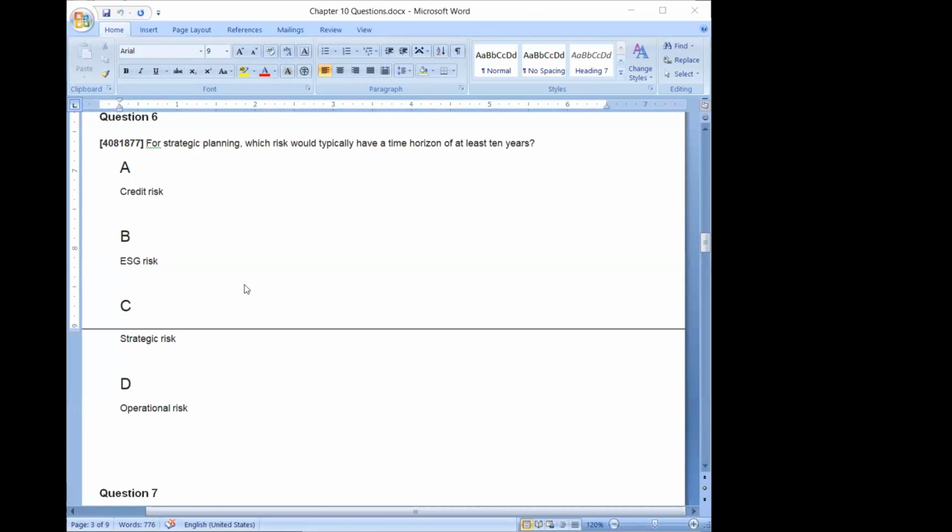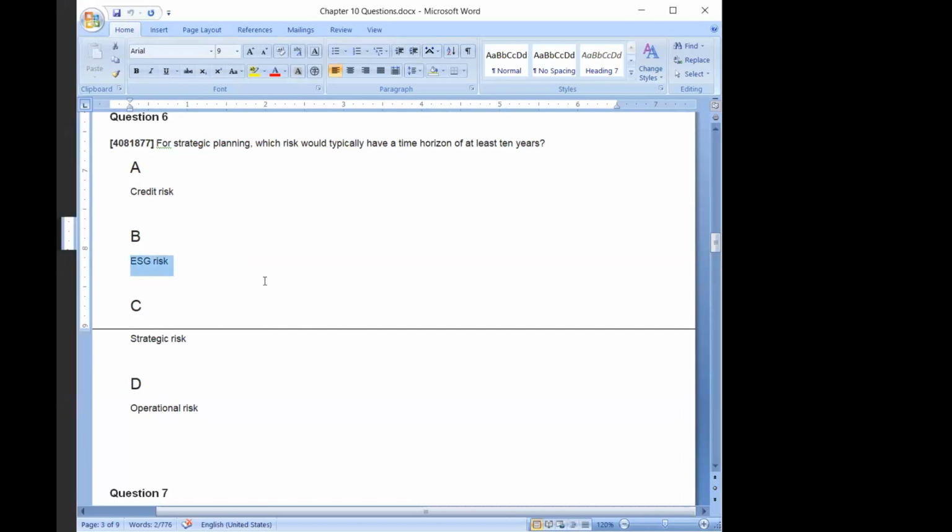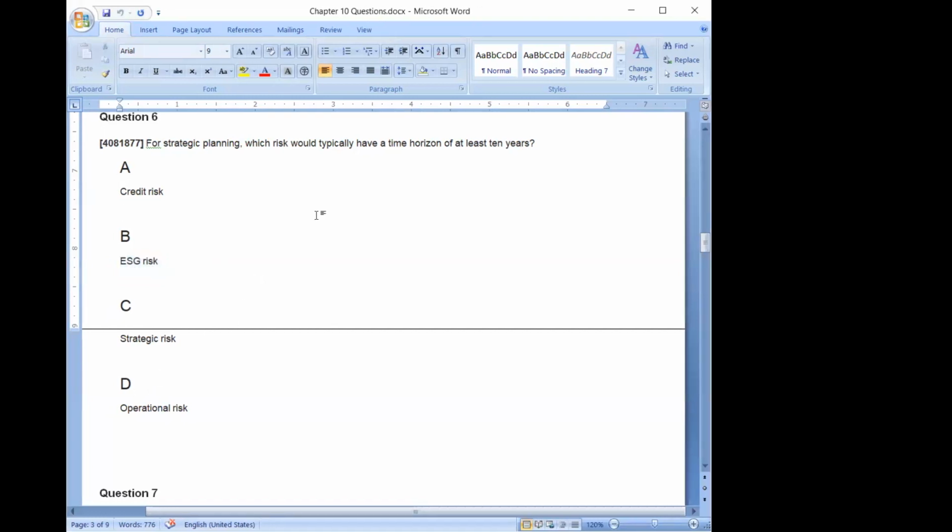Question number 6. For strategic planning, which would typically have a time horizon of at least 10 years? Credit risk, ESG risk, strategic risk, operational risk. So that is ESG risk, environmental social governance. These are kind of long-term ones, not very short-term. With these things, it takes time to materialize, and when you are planning, you keep a long-term horizon in mind. So the correct answer is B.